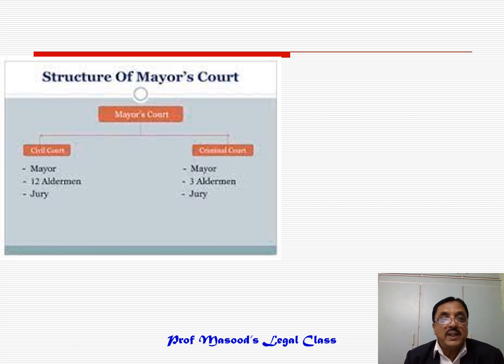Then structure of the Mayor's Court. The Mayor's Court is divided. This diagram is less visible, but I can tell you it is the civil court and criminal court. The civil court, on the left hand side, has the mayor and 12 aldermen and jury. On the right hand side, we have the criminal court, the mayor, 3 aldermen and jury. So aldermen are the members with the mayor. Like this, we have the structure of the Mayor's Court.